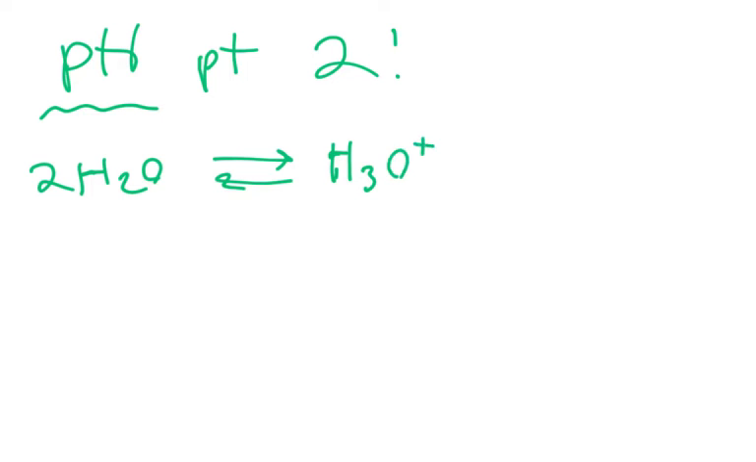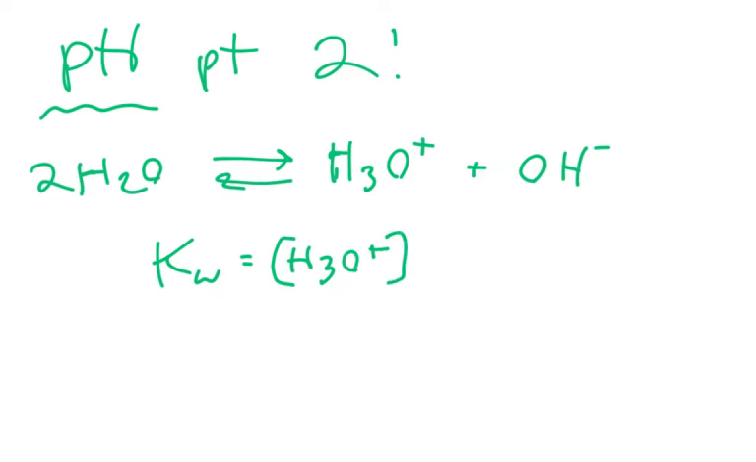So, we talked in the last video about how there's this equilibrium between water, 2 of them actually, and a couple of ions, hydronium and hydroxide. And we can make an equilibrium constant equation out of this. And because water's a liquid, we ignore it. So we say that Kw, as we're going to call it because it's water, equals just concentration of hydronium times concentration of hydroxide. So we just omit water. And this is going to be equal to 10 to the negative 14.